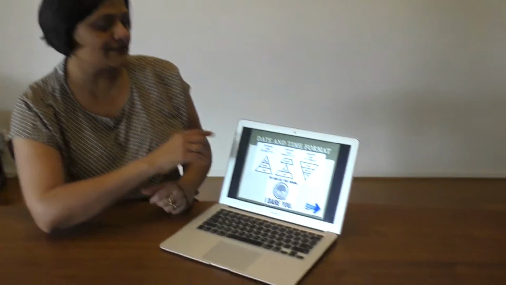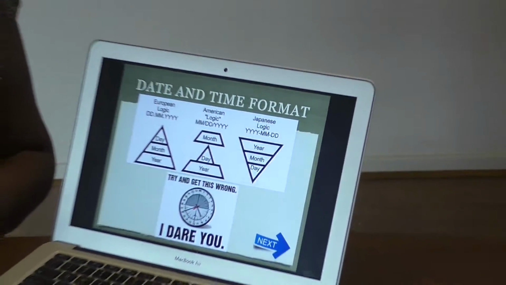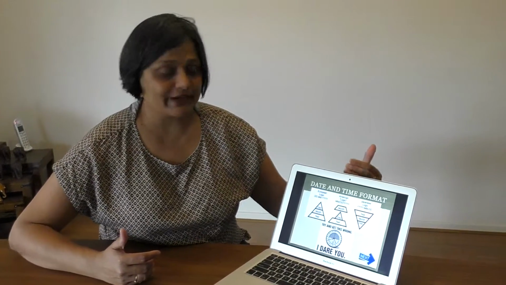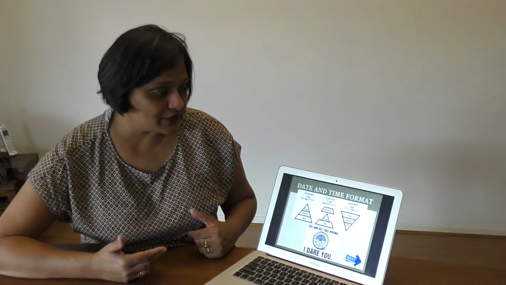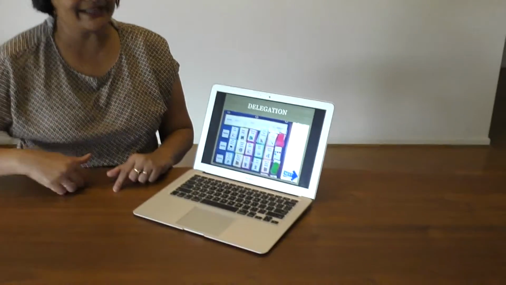It is also important to put date and time in a consistent format, as mentioned in your SOP, because different regions have different formats. The European region uses day, month and year. The American region uses month, day and year. And the Japanese region uses year, month and day. So it is very important that each and every person on a site follows the date and time format consistently, 24-hour time or 12-hour clock format.